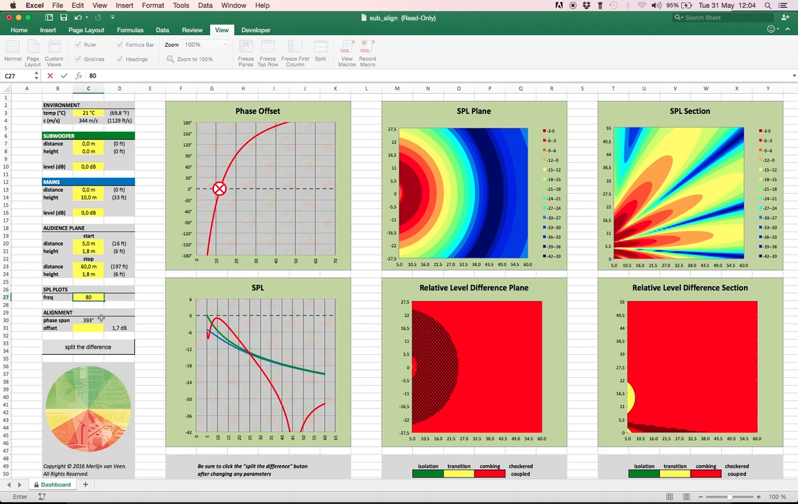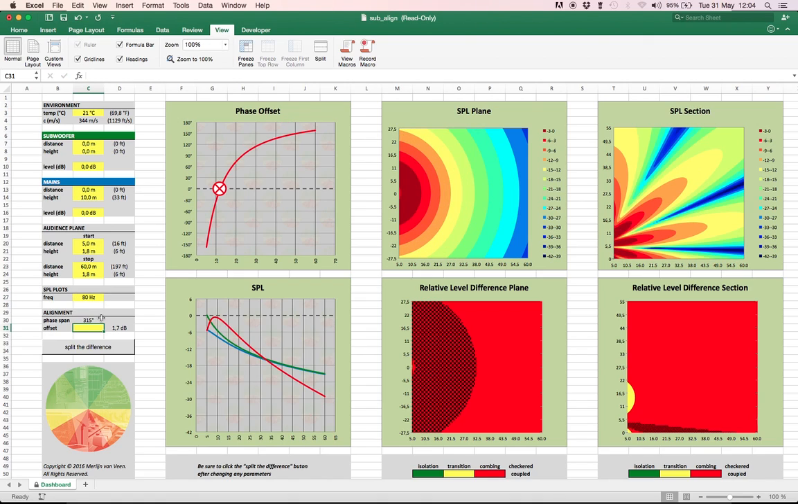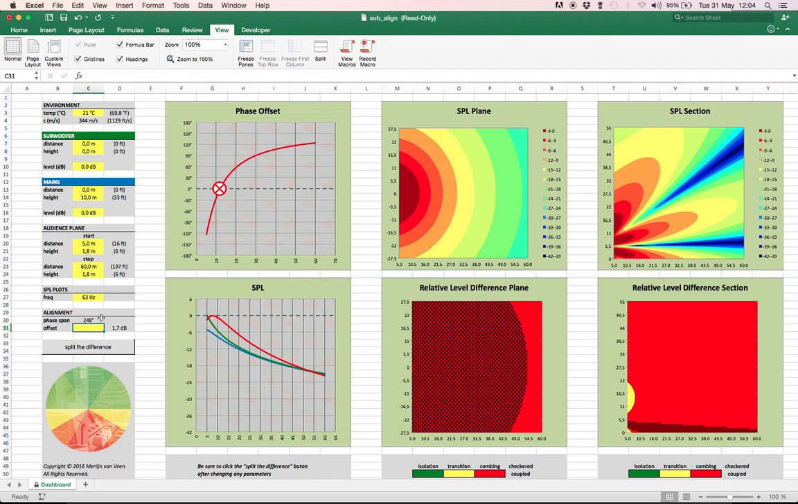If we go 1/3 octave down, then we can see that the scope of our problem has been reduced to 350 degrees. And if we go even lower to 63, then the same geometrical challenge has been reduced to a 250-degree problem, and this is reflected in the checkered pattern in the relative difference plots. We can see that more and more people are now coupled because we are reducing the amount of issues when we go down in frequency.